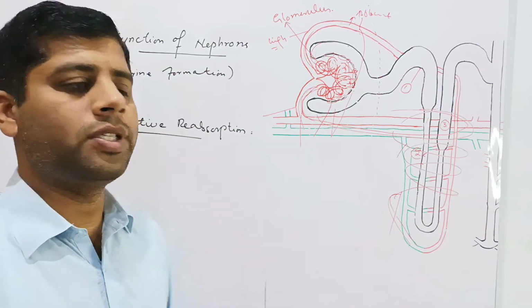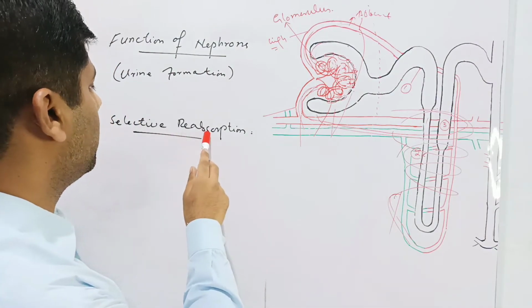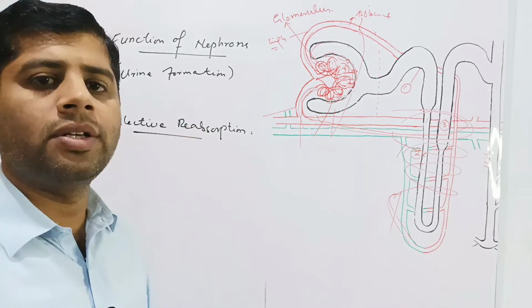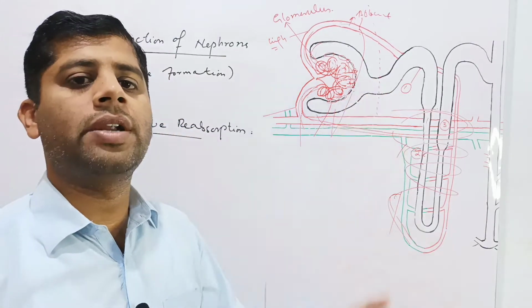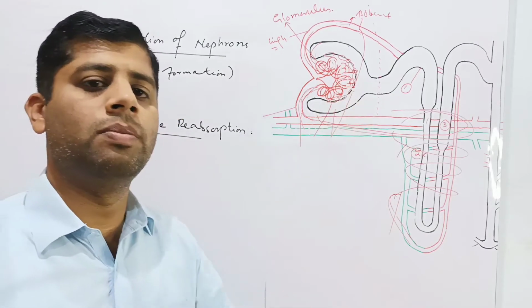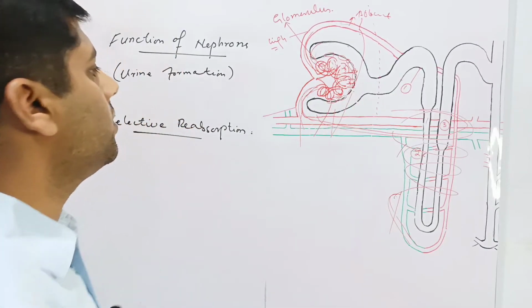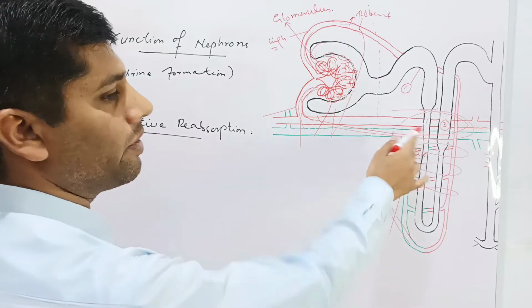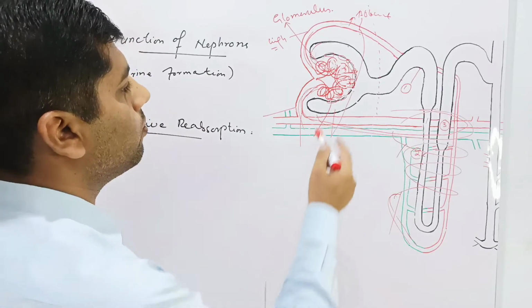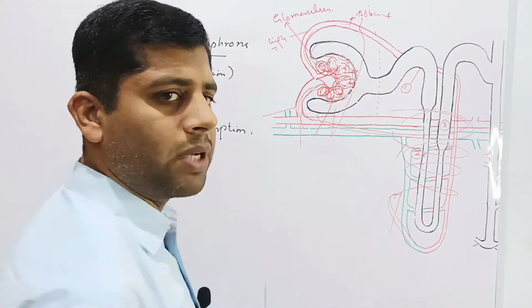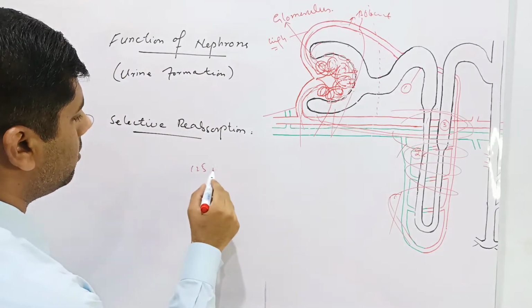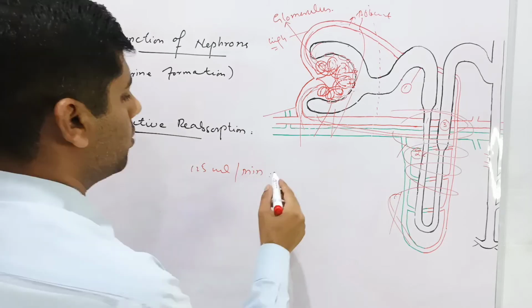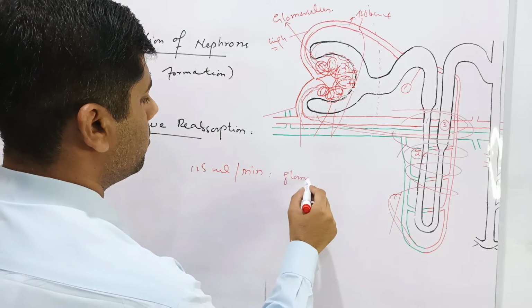The next step in urine formation is selective reabsorption. Selective reabsorption means that desired substances which have been filtered through the glomerulus are returned back to the blood. This is achieved in the renal tubules of the nephron. As in glomerular filtration, most of the blood plasma has leaked through the pores. About 125 ml per minute of glomerular filtrate is produced.